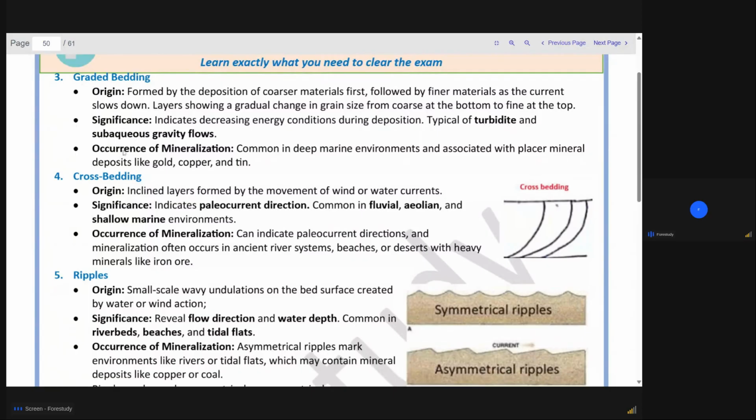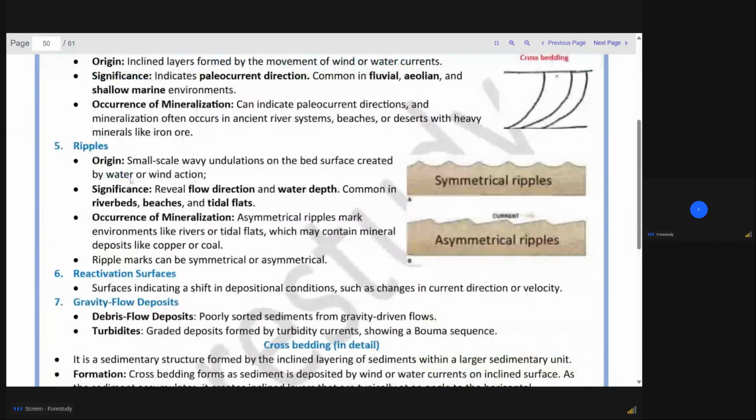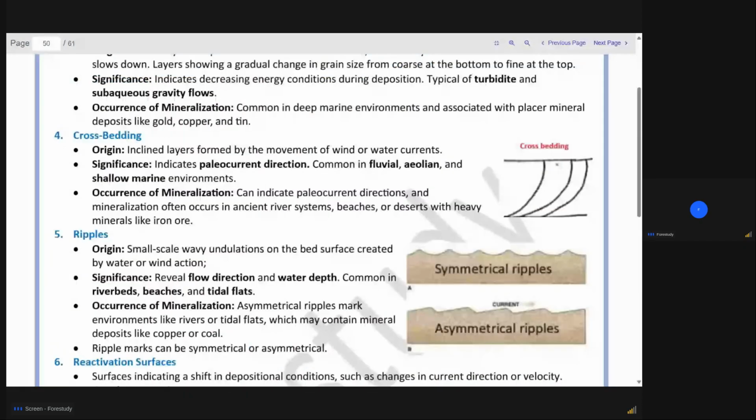Then occurrence of mineralization: common in deep marine environments and associated with placer deposits of minerals like gold, copper, and tin. So in deep marine environments, we get these placer deposits. Placer deposits can also be found in river channels and on beaches, and are also associated with heavy minerals. We'll talk about placer deposits again in economic geology.